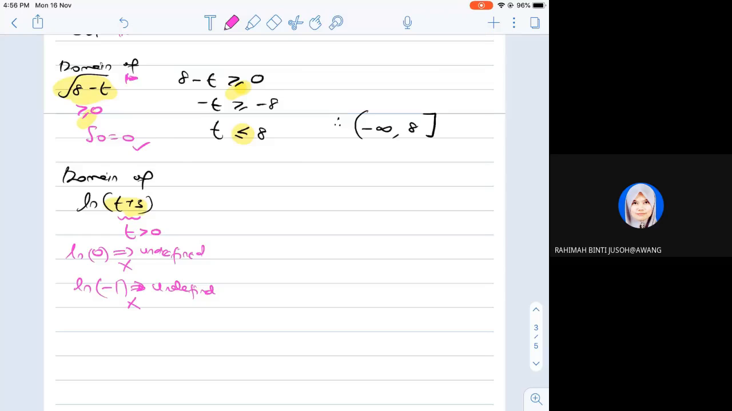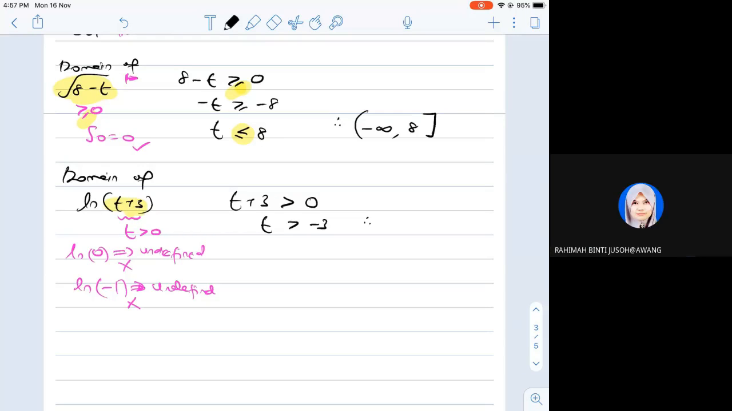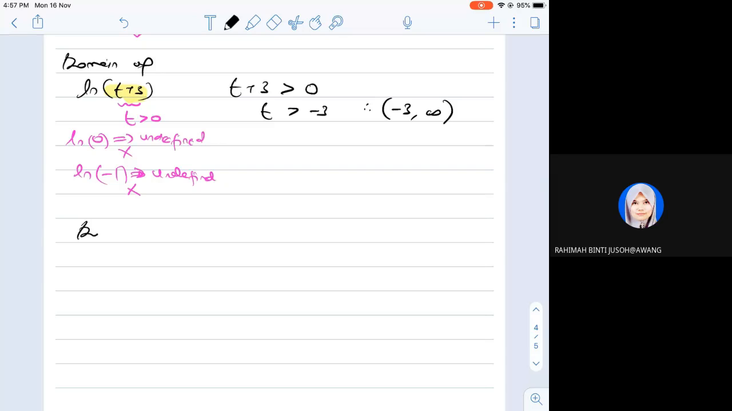Okay. So we will have t plus 3 must be greater than 0, like this without the equal sign. Right. So now t plus 3 greater than 0, therefore t should be greater than negative 3. So in terms of notation, how do we write it? Therefore the domain should be open bracket negative 3 until infinity. Yes, open bracket negative 3 until infinity. Okay, well done. Next, domain of what is the last one this time?